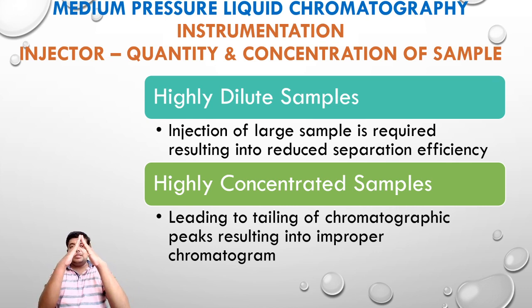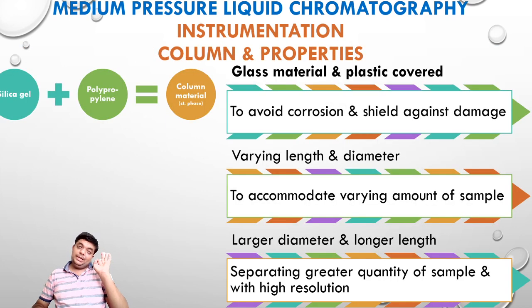If the graph is like this, it is perfect. But if the graph is like this, it is fronting. Like this, it is tailing. So, while injecting the sample dissolved in mobile phase, the sample solution must be optimum in quantity, optimum in concentration. If it is highly dilute or highly concentrated, the results will not be perfect. So keep this very clear in your mind.